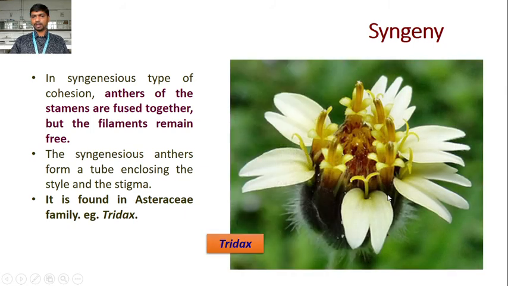So this is the photograph of Tridax, where we can see the union of the anthers, but the filaments are free. So this anther is called syngenesis anther, and the condition is called syngeny, for example Tridax.